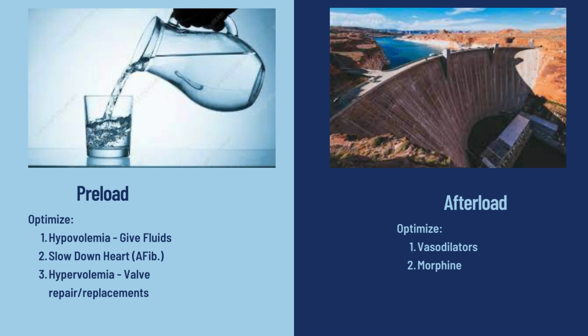Another utilization that we could do is to give morphine. Morphine given for afterload actually helps to decrease myocardial oxygen demand, which in return will prevent the excess stress on the heart that it can suffer when it's pumping.